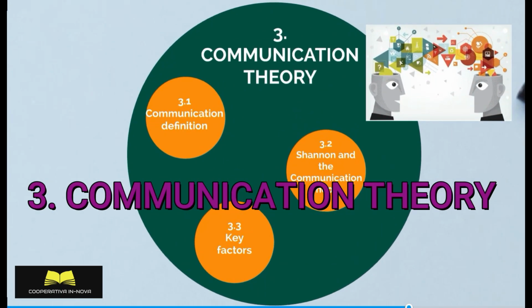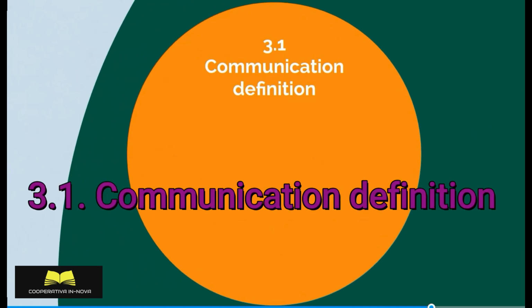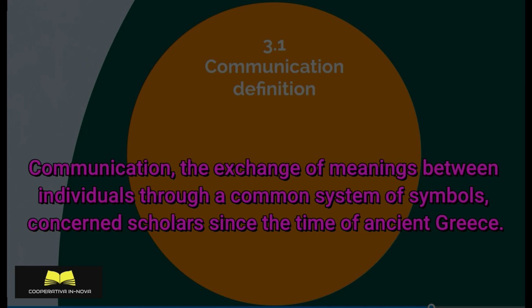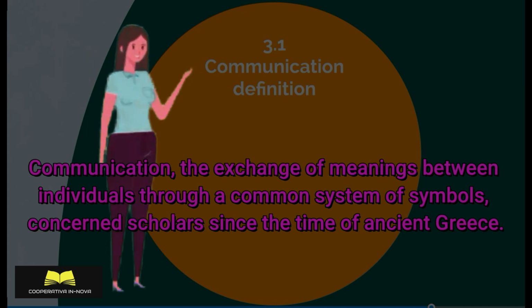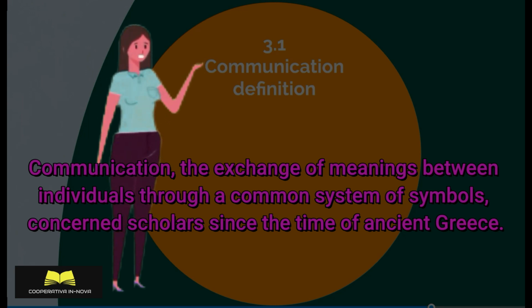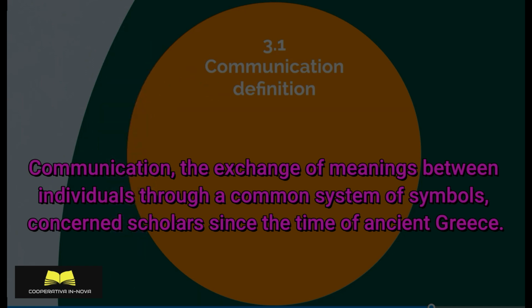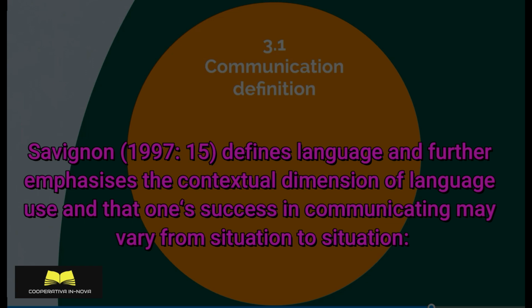3. Communication theory. 3.1 Communication definition. Communication, the exchange of meanings between individuals through a common system of symbols, has concerned scholars since the time of ancient Greece. Savignon (1997, 15) defines language and further emphasizes the contextual dimension of language use and that one's success in communicating may vary from situation to situation.